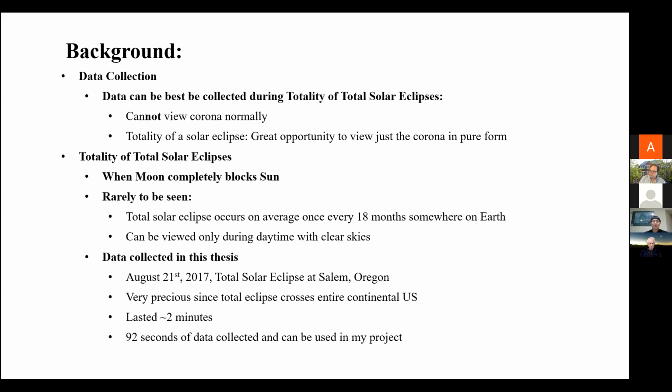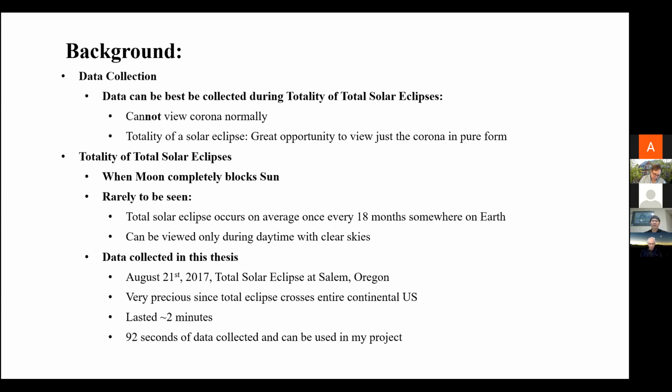We'll go over some important background information about our data collection and what makes the total solar eclipse so special. Because the surface of the sun is so bright and the Earth's sky is so blue, we cannot normally view the corona since it is fainter than the blue sky. We get a great opportunity to view the corona in its purest form during the totality of a solar eclipse.